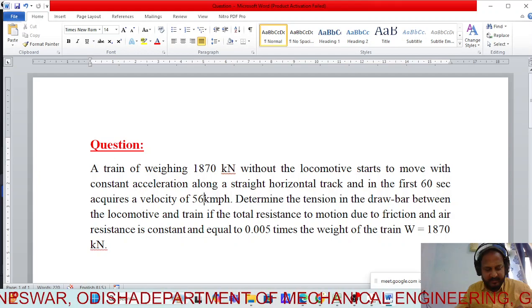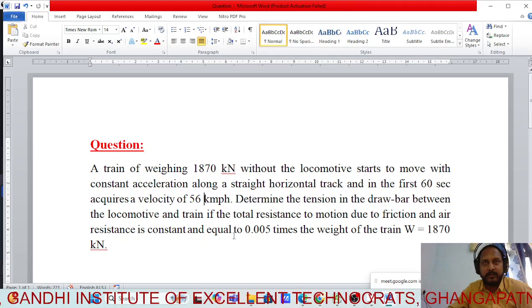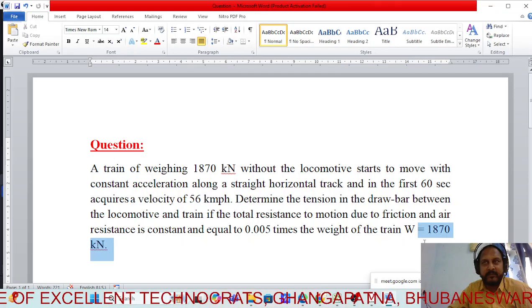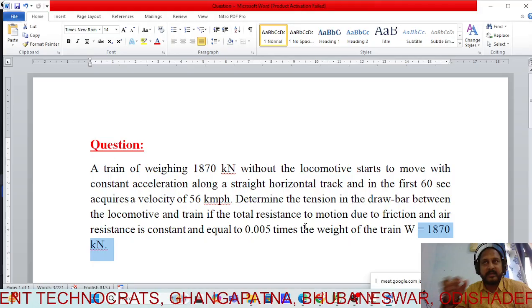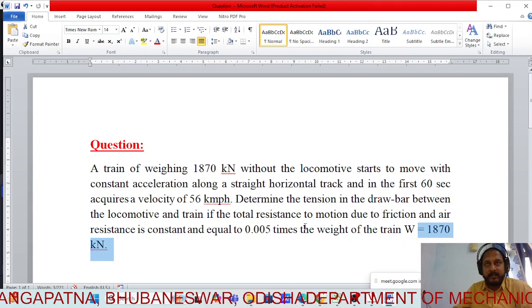56 kilometer per hour. Okay, so determine the tension in the drawbar between the locomotive and train if the total resistance to motion due to friction and air resistance is constant and equal to 0.005 times the weight of the train. Already the weight of the train is given, how much? Somebody should answer. 1870 kilonewton. Is this clear? The question is clear to you?